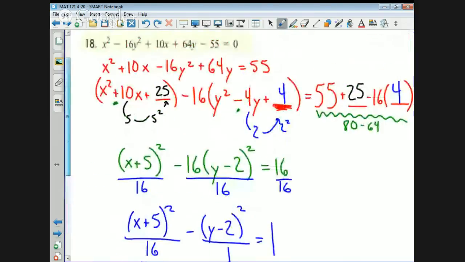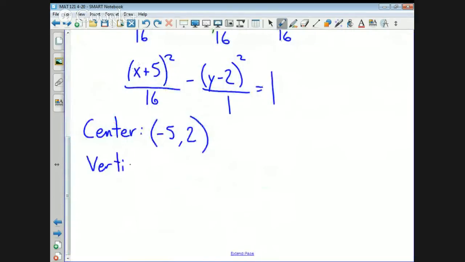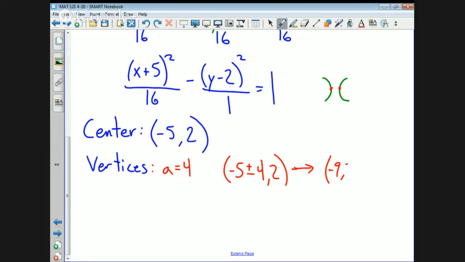My vertices, or let's see, I want to close that first. So for the vertices, well, it is helpful in this one to get an idea of how this thing is facing. Seeing the negative y, we will have a horizontal transverse axis, which means we'll have our cups going left and right, which means that my vertices will be left and right of center, which means I need to take what's underneath the x squared term, find the square root of that. So we get a equals 4. And then that's what I'm going to add and subtract to the x value of the center to get to the vertices. So we'll get negative 5 minus 4, or negative 9, comma 2, or negative 5 plus 4, which would be a negative 1, comma 2. So that'll be our two vertices.